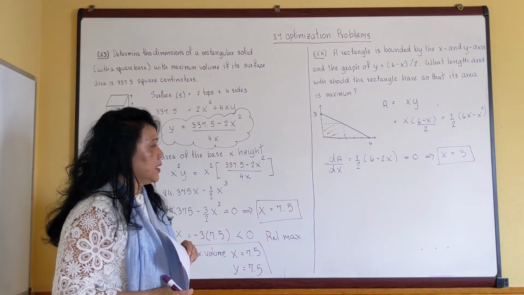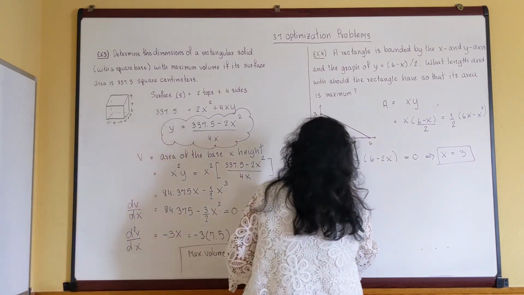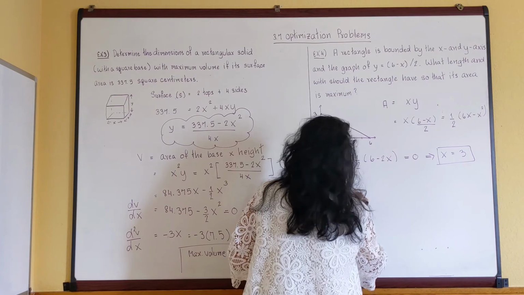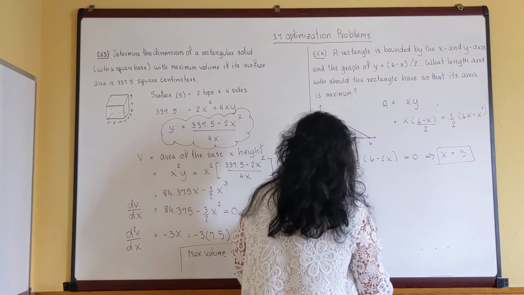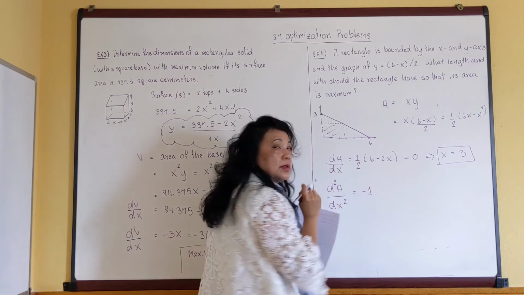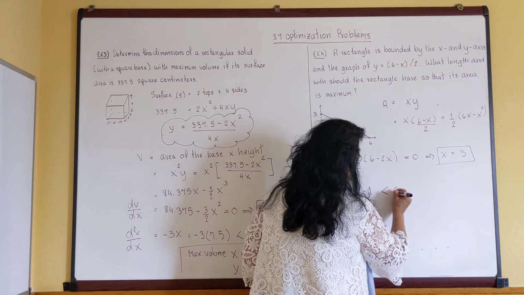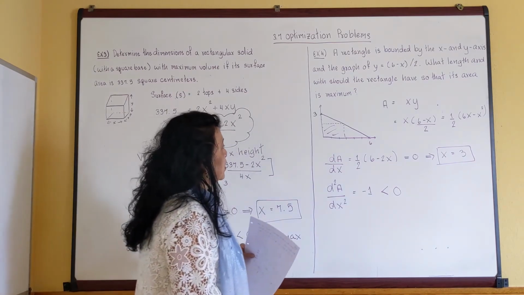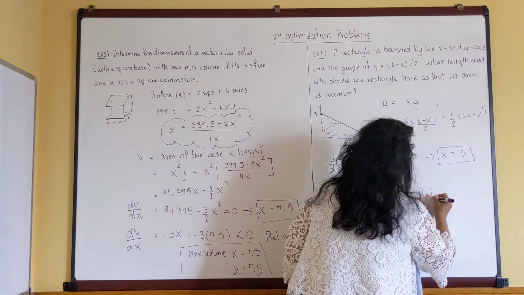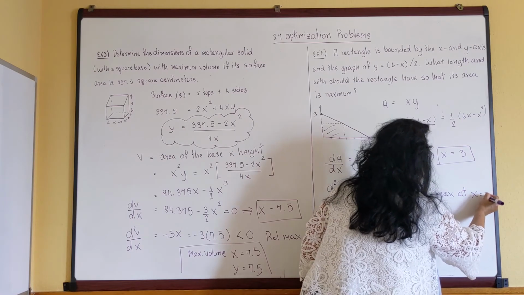Again, I'm using the second derivative test because it's not too difficult to take the second derivative of this. So take the second derivative of the function. I have minus 1, because this is 0, and minus 2 times 1/2 is minus 1. So this one is less than 0 no matter what. Okay, so relative max at x equal to 3.